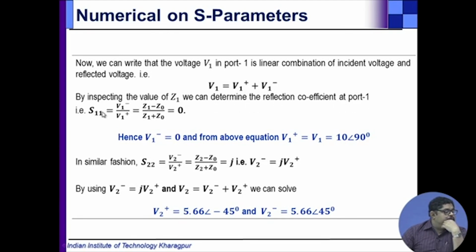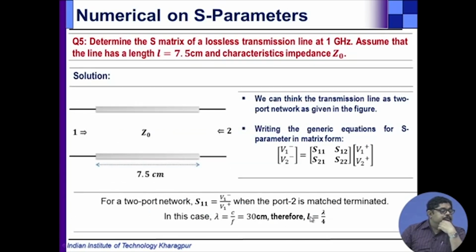So, the reflection coefficient at port 1 you can find from Z1 minus Z0 by Z1 plus Z0, where the characteristic impedance Z0 is given. Looking at the impedances, you can find S11 is 0. So V1 minus should definitely be 0, and V1 plus is equal to V1. In similar fashion, you can find V2 minus, S22, that is j. So V2 minus is this, and V2 we can solve. V2 plus is this and V2 minus is this. So you see that problem was also solved.